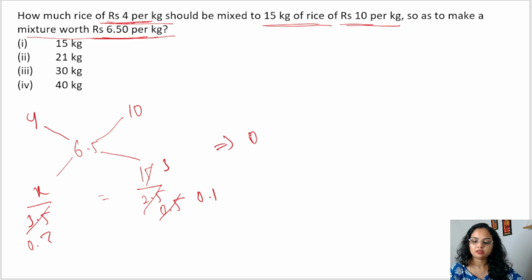So here 0.1x is equal to 2.1. So x is equal to 21 kgs. So the first variety of rice is taken 21 kgs.